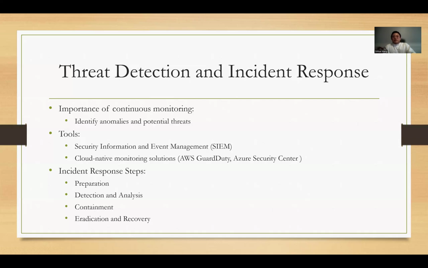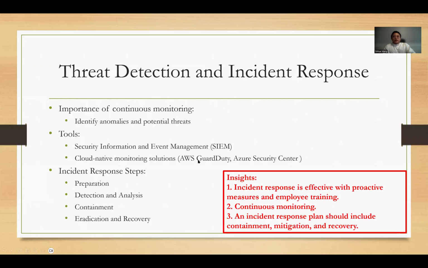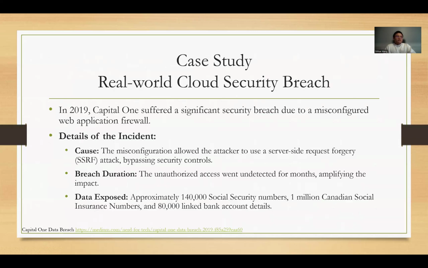The last one is eradication and recovery: remove the threat and then restore the system to normal operation. This may involve patching, rolling back, or reconfiguring the system. Here are the highlights. Incident response is effective with proactive measures, employee training, and continuous monitoring for sure. Also an incident response plan should include containment, mitigation, and recovery.